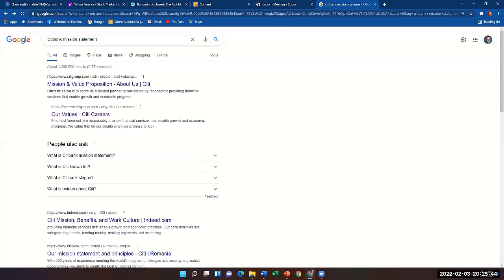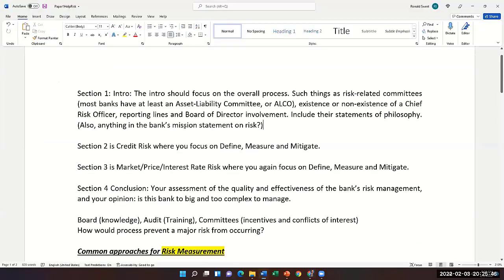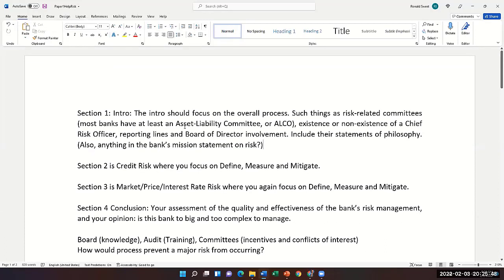That could be really an interesting side note. One thing you could do, just go to your annual report of your bank, type the word risk in a search, and see what's the first page the word risk comes up and what's the context. That might be something to add to your paper. That might be interesting.